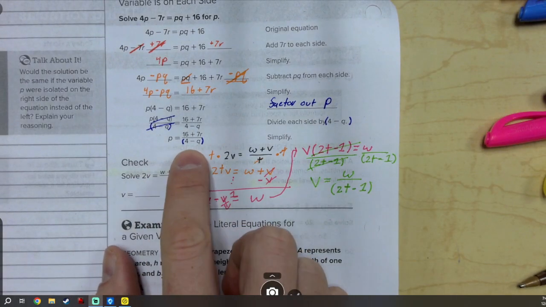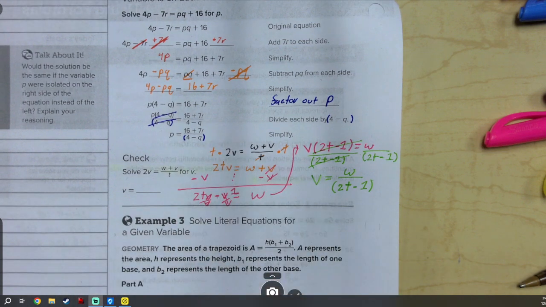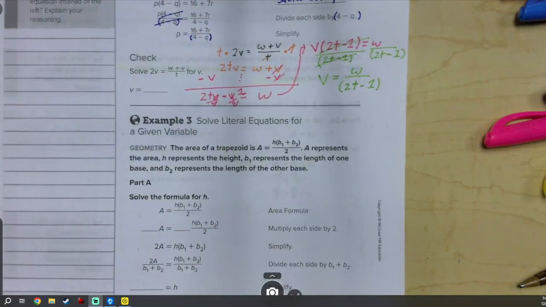This is what P is equal to in terms of R and Q. It's not going to change. We're just moving them from one side to the other.